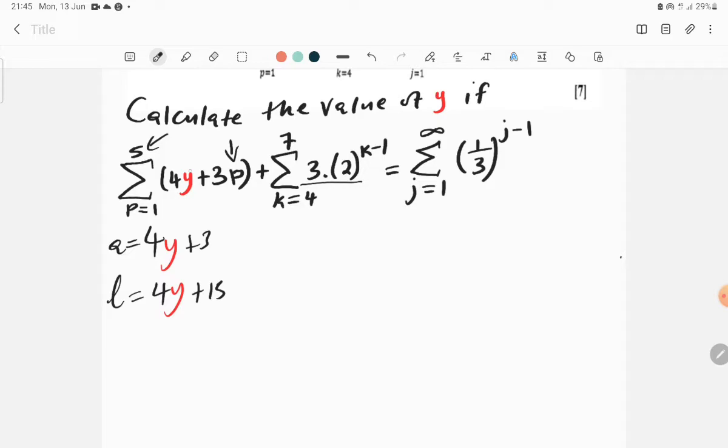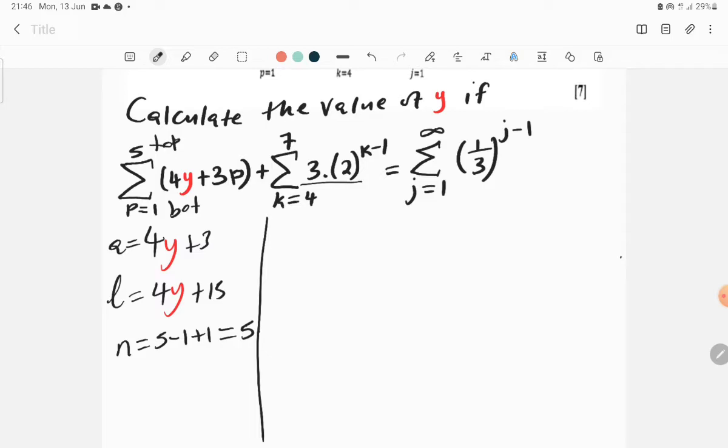We also know that for this pattern, the number of terms is just 5, which is the top number. This one is the bottom number. So it's 5 minus 1, then plus 1, because we said the top number minus the bottom number, then plus 1. So the number of terms is still 5. No story.